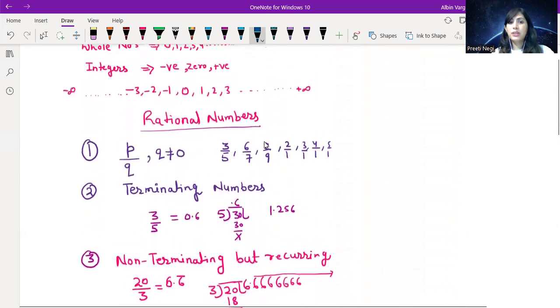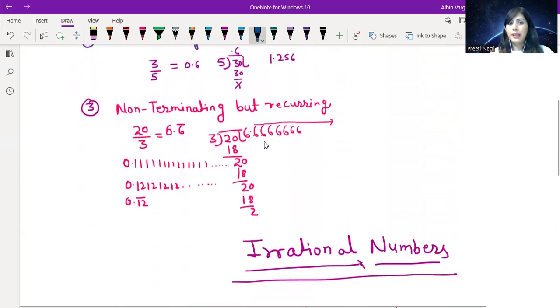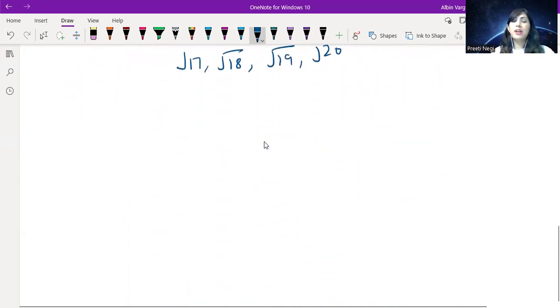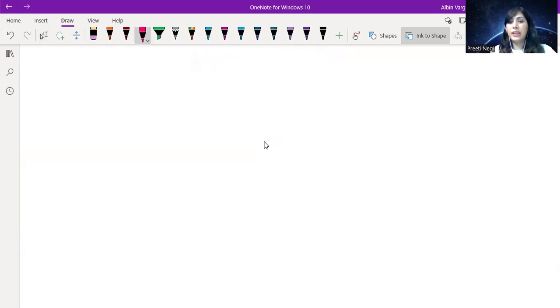So what we have done today? Natural numbers, which start with 1, whole numbers, which start with 0, integers, all positive and all negative numbers including 0. Rational numbers, irrational numbers. Now let's have a chart of this, right? You can make a chart or a Venn diagram, okay?